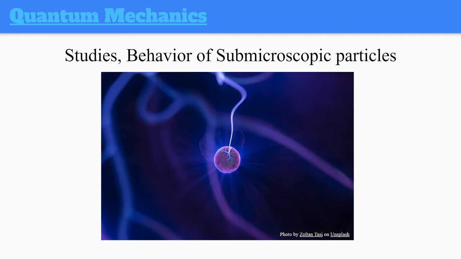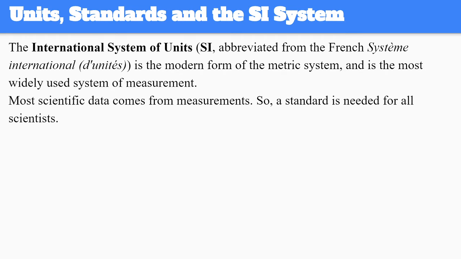So their behaviors are different than what we can see. So that's why quantum mechanics needs to be a different study area of physics. And again, you can click on all of the links and then watch the videos about those different areas of physics. All right, so after those 6 areas, then we're going to talk about units and the SI system.